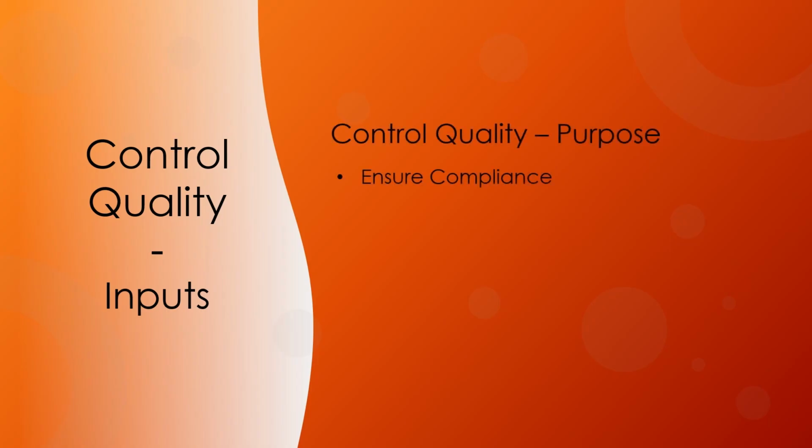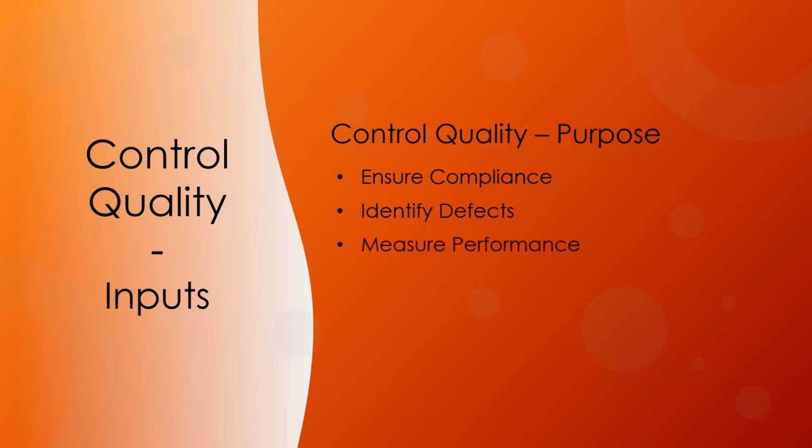The primary purpose of the control quality process is to ensure that the project deliverables conform to the established quality standards and meet the quality requirements defined in the project management plan. It serves as a checkpoint to verify that the work performed aligns with the project's quality objectives. Another critical purpose is the identification of defects, non-conformities, and discrepancies in project deliverables. By systematically examining the work results, control quality helps pinpoint issues that may negatively impact the project's quality.